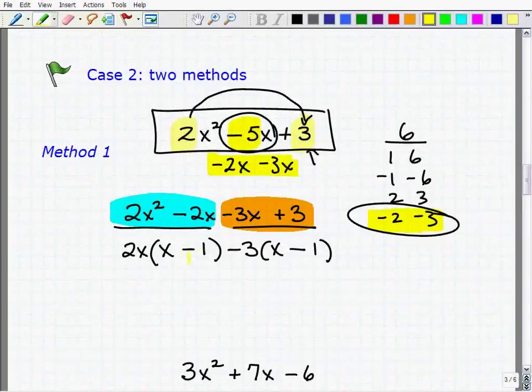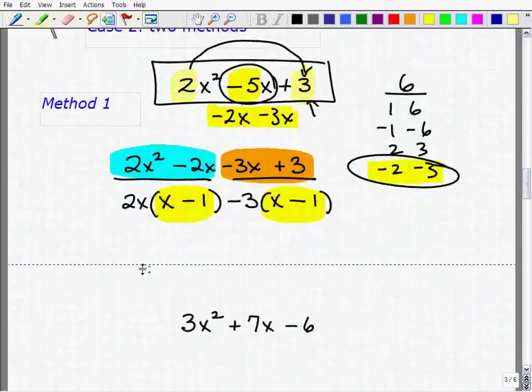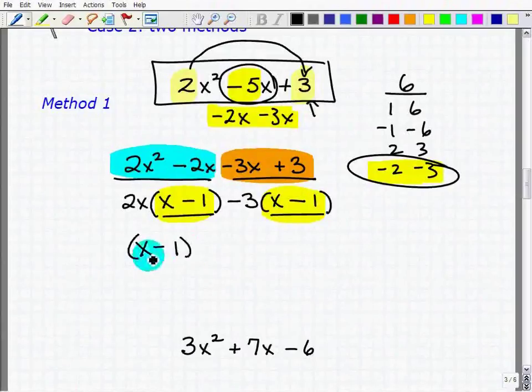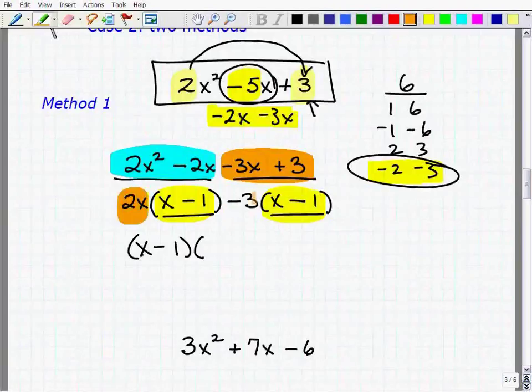Now, look what you have in common. You have these two factors in common. So we're going to factor those out. If you're not sure what I'm talking about, just follow the pattern. You're going to factor an x minus 1 out. Every time you do this, you should get the same binomial, the exact same binomial. If you didn't, you did something wrong. So you're going to factor that binomial out, and you're going to write whatever is left in the other binomial, and that is 2x and this minus 3. That's what goes in the other binomial, and you're done.